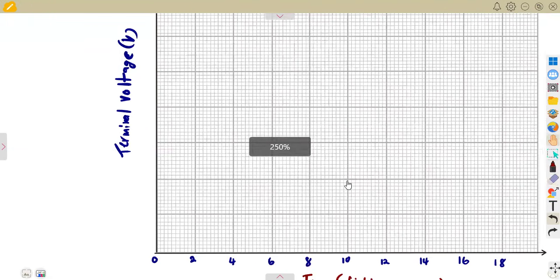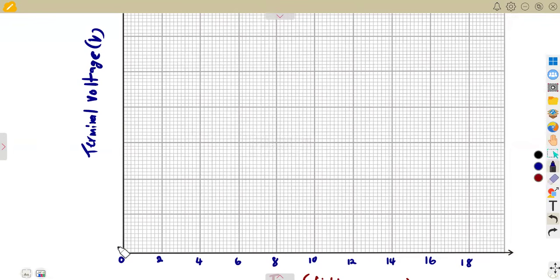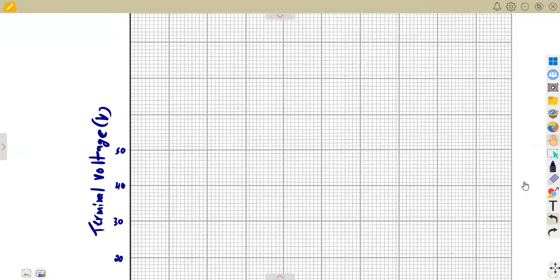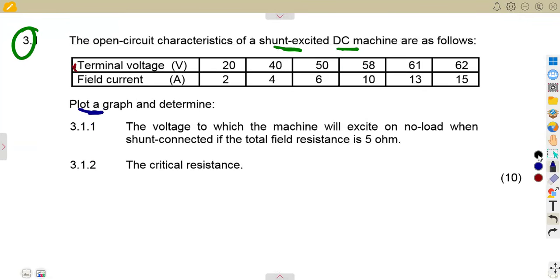At the end, you must have something that is clear. So we can choose 0, 10, 20, 30, 40, 50, up to 70. There we can have our values 50, 60, 70, 80, and so on, according to the maximum value that you have here, which is 62. So we can just take up to 70. We can accommodate the 62. So this is how you're going to mark your points.